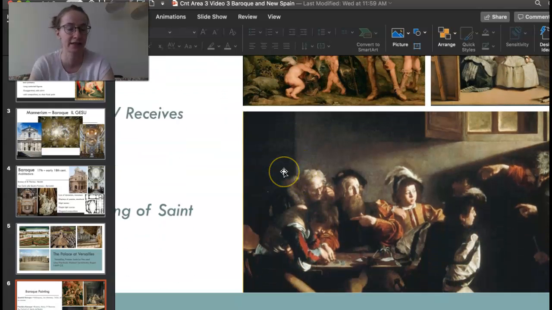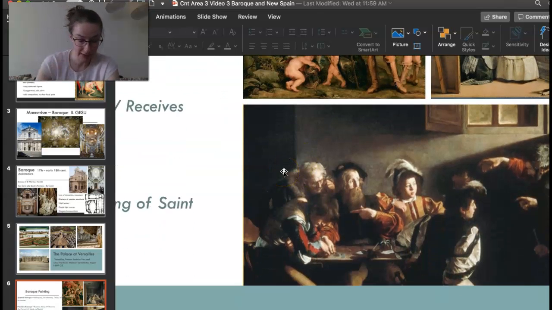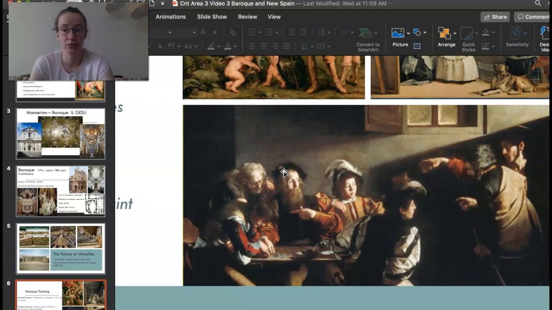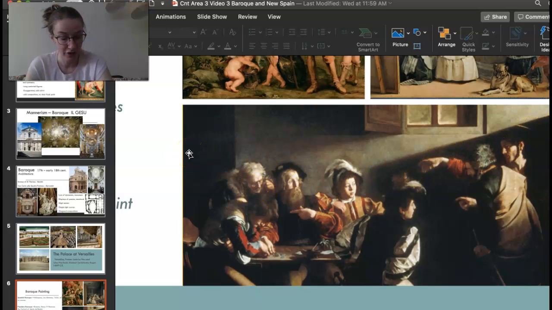All right, lastly, let's talk about the last one here. We have Calling of St. Matthew. Tenebrism, great example here. We have a strong light source coming in. Caravaggio used everyday people and settings to tell religious stories. So this is just a depiction of a pub, regular people.